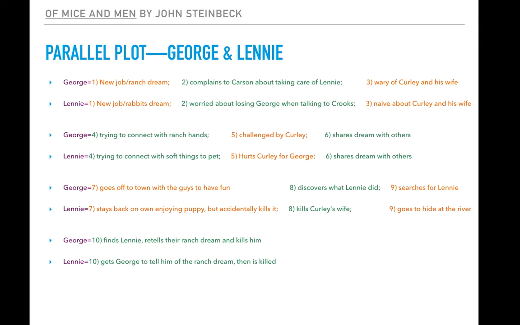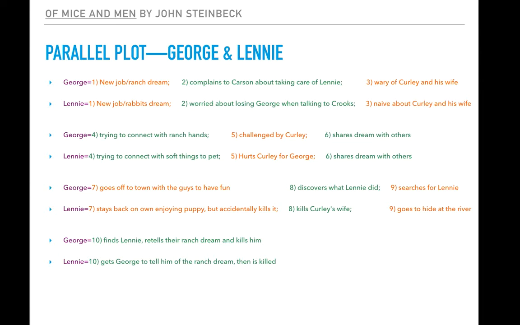In number two, then later in the story, George is complaining to Carson about having to take care of Lenny, and Lenny is worried about losing George when he's talking to Crooks. Number three, for each of them, following their plot lines, George is becoming wary of Curly and his wife, whereas Lenny is quite naive about Curly and his wife. Number four, the next bullet down, George is trying to connect with the other ranch hands. Meanwhile, Lenny is trying to just connect with soft things to pet. Number five, George is challenged by Curly, and five for Lenny is that he hurts Curly for George.